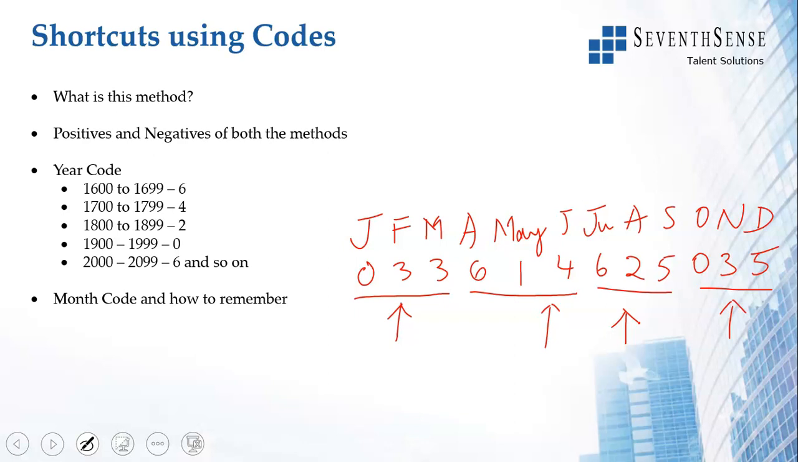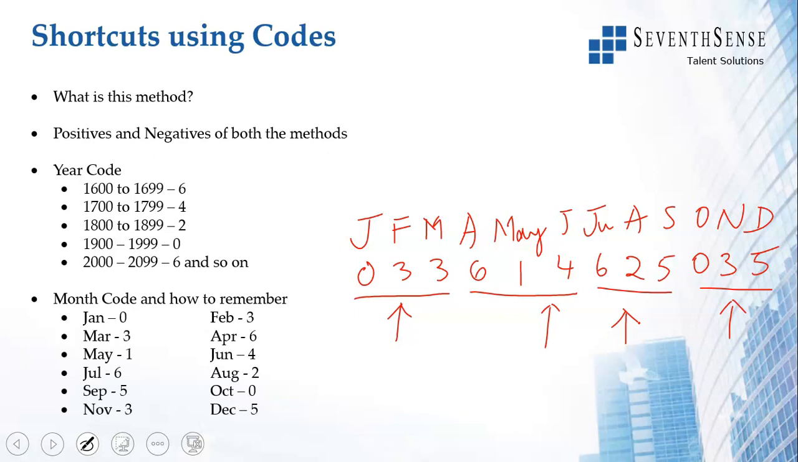So we've seen the year codes, we've seen the month code, the day codes remain the same. Okay, the same code that I've written here. The day code remains the same. Sunday would be 0, Monday would be 1, and so on.